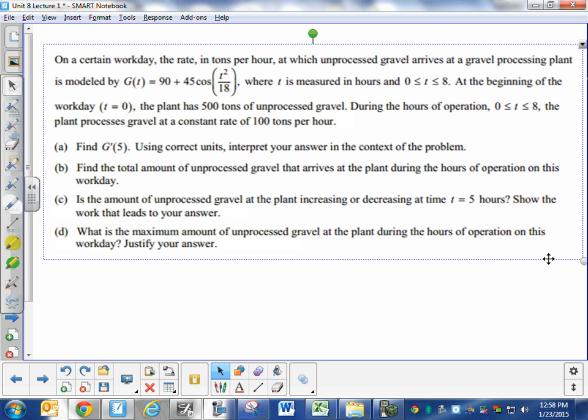This whole "interpret your answer in the context of the problem" starts to pop up more and more now that we're talking about applying the knowledge that we know. If you don't understand what G means for A, B, C, and D, it's going to be a struggle for you.